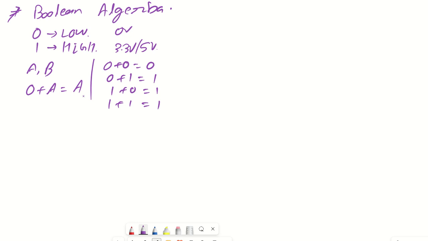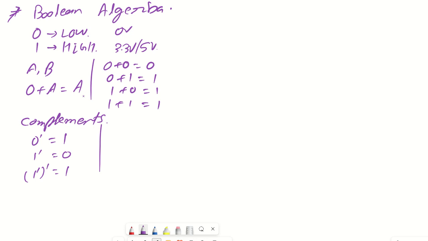Now if you talk about complements, complement is nothing but the opposite of that. If I want to find the complement of 0, that will be 0 dash, so that is going to be 1. If I want to find the complement of 1, then it is going to be 0. So 1 complement is 0, 0 complement is 1. If you want to find the complement of 1 and then complement again, 1 complement is 0, 0 complement is 1. So double complement is going to give you 1.